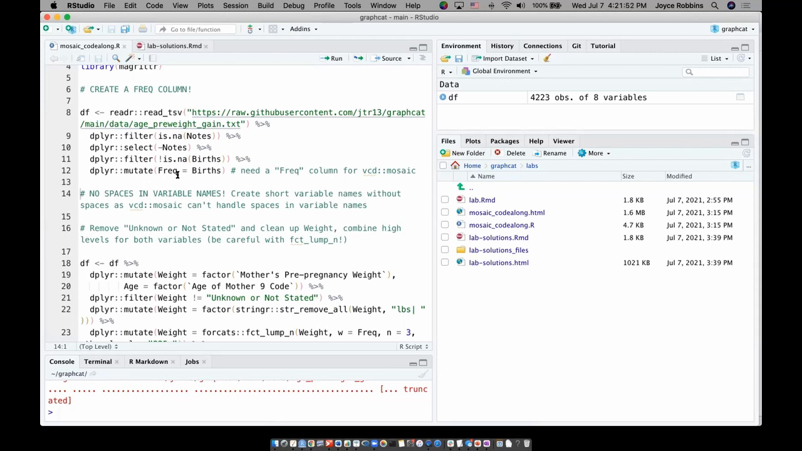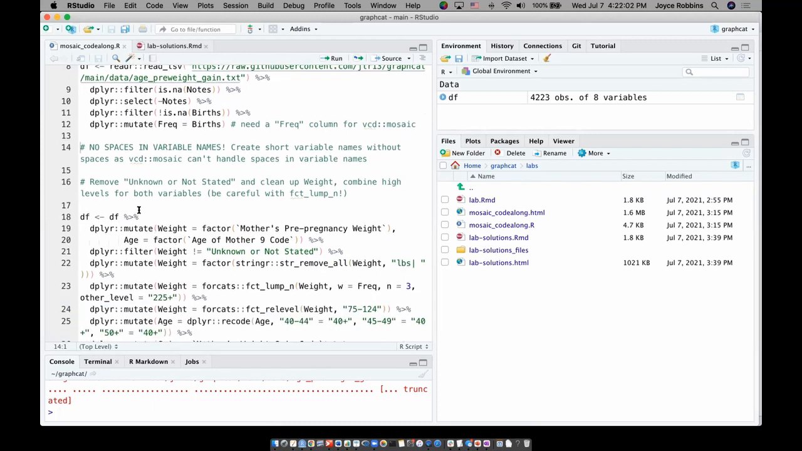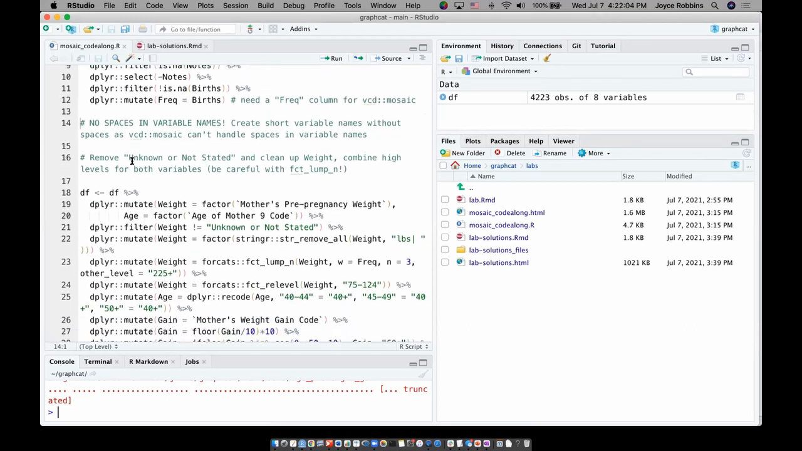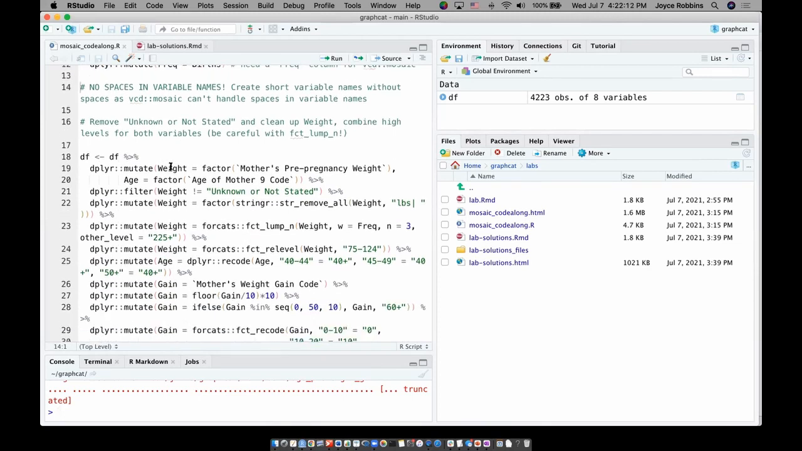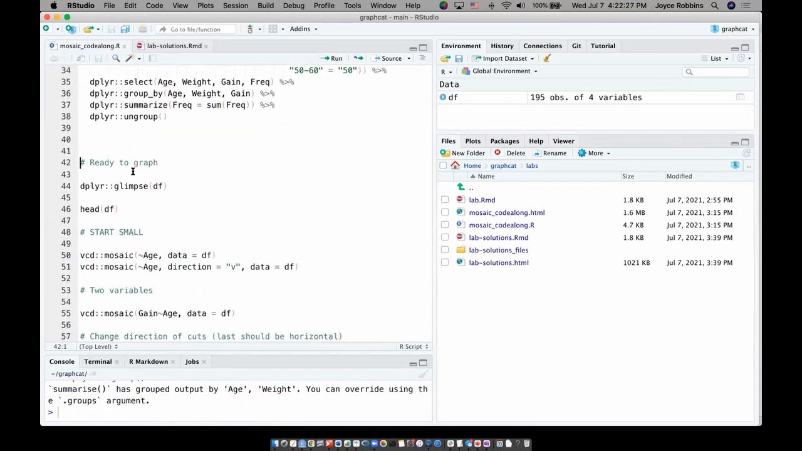You can use tables and it all works fine, but I'm assuming most people are more comfortable with the tidy data format. The other super important thing to know about VCD is you cannot have spaces in your variable names. So I'm creating a very short single word name for each column name for each of these variables. And then I'm doing things that I mentioned before, like combining and recoding things so that I have a smaller number of categories.